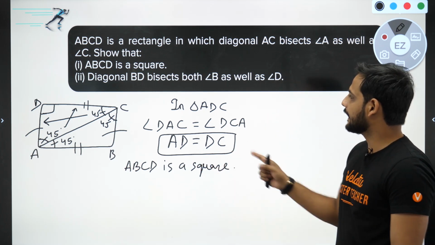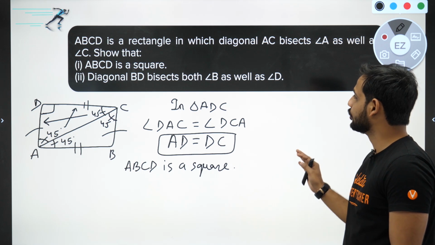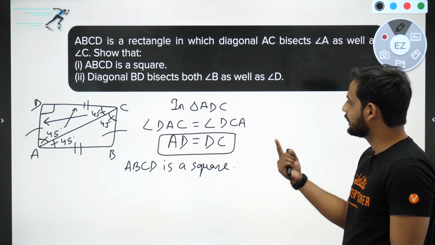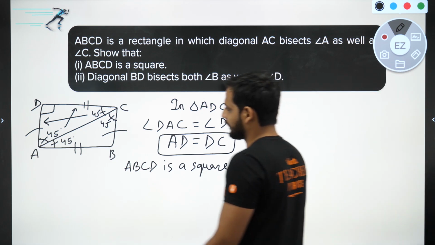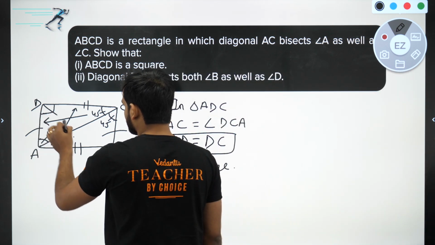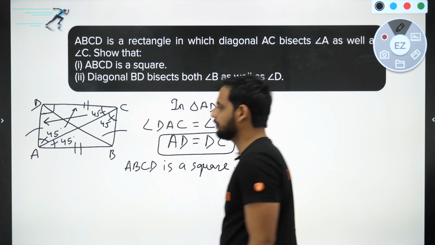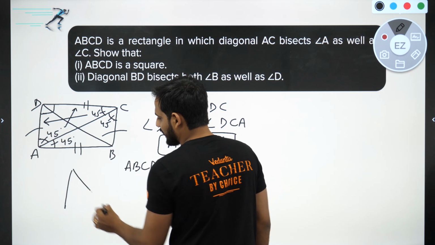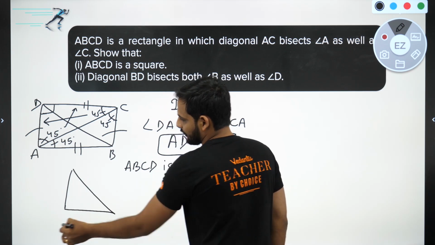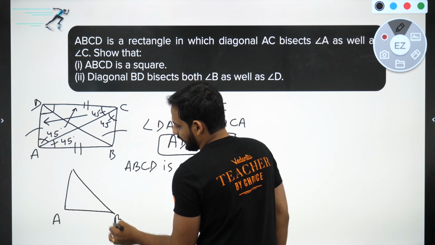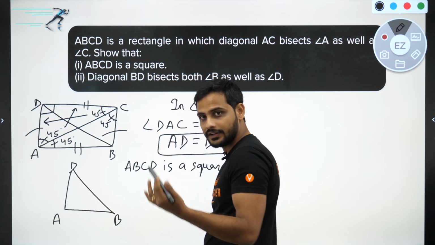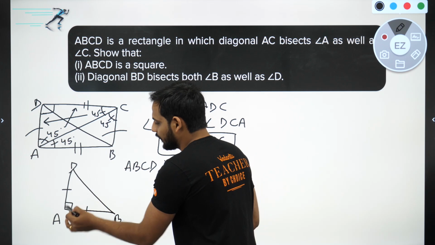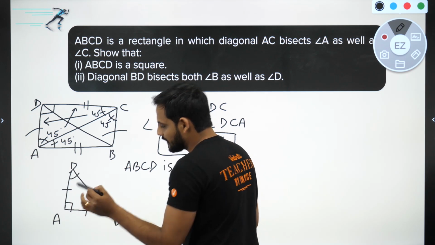Next thing, diagonal BD bisects both angle B as well as angle D. In the next part you have to prove that this diagonal BD will bisect both angle B and D. So now you will use the reverse part. You will say, sir, this is triangle ABD. Since we have now proved that it is a square, these two sides are equal. And if these two sides are equal, the angles opposite to them have to be equal.